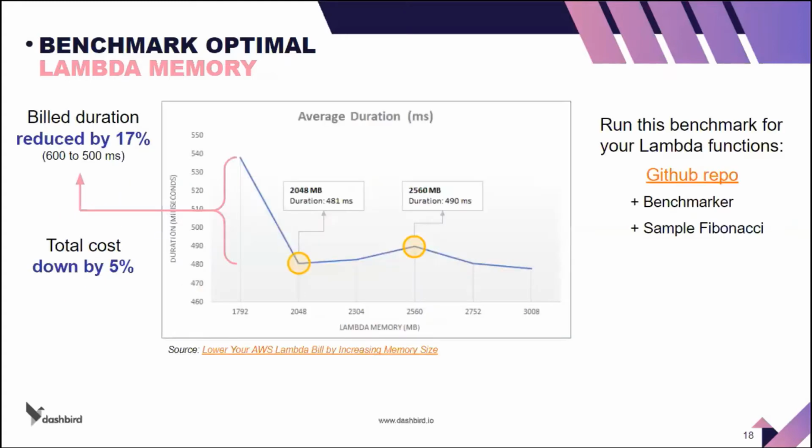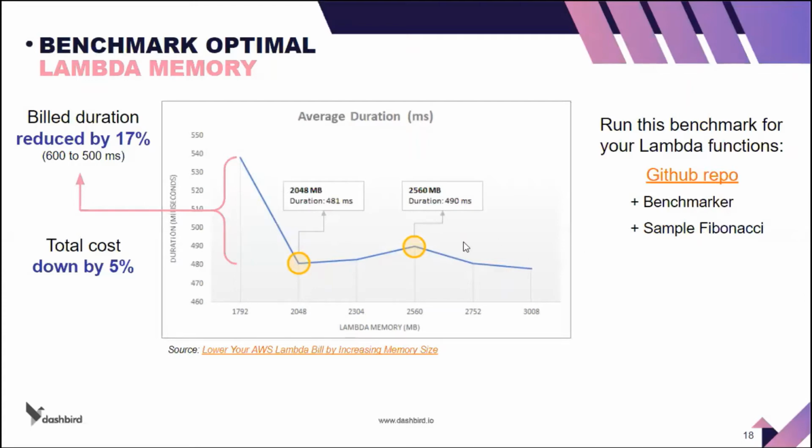So here is just a quick example. We have this GitHub repo here. We published a benchmarker function that you can plug to any Lambda function in your AWS account to benchmark. It just generates a bunch of requests and keeps changing the memory setting of your Lambda function to test how long it takes to process your requests on different memory settings. And it also contains a sample Fibonacci function. It's just a CPU-intensive process for you to test the benchmarker.